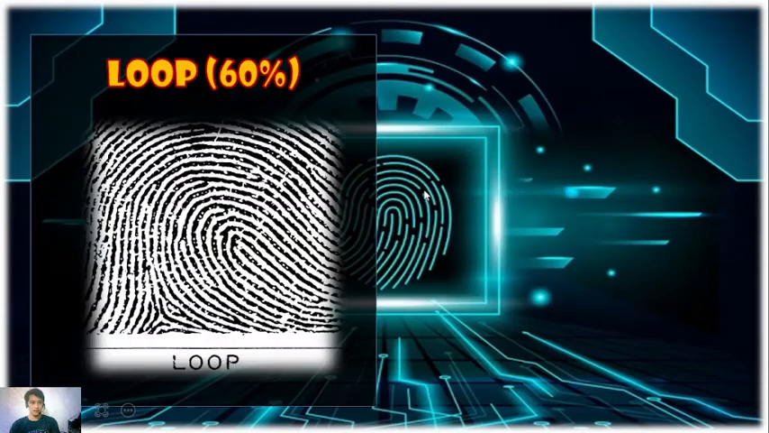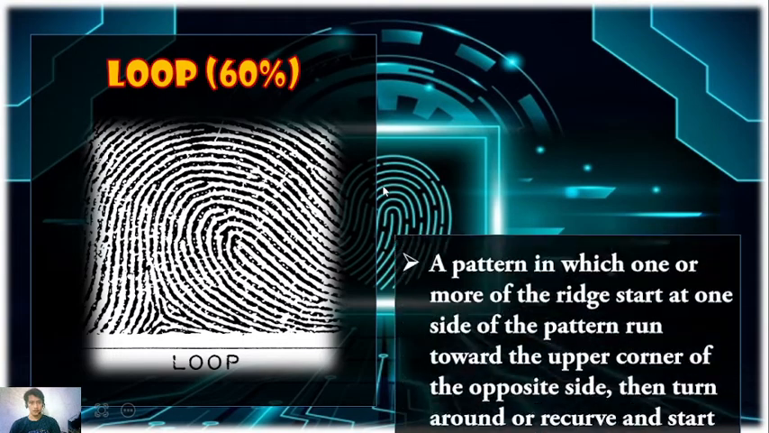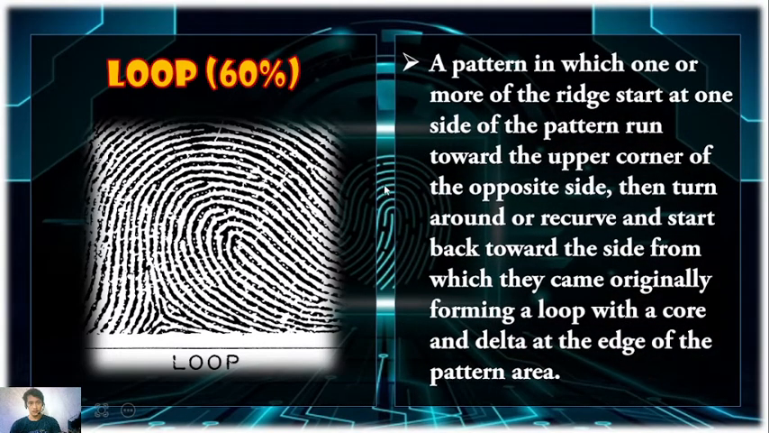Okay, to start with, we have here the so-called loop patterns. Within the global population, almost 60% of people possess loop patterns in their fingerprints. And we have here the characteristics of a loop pattern.